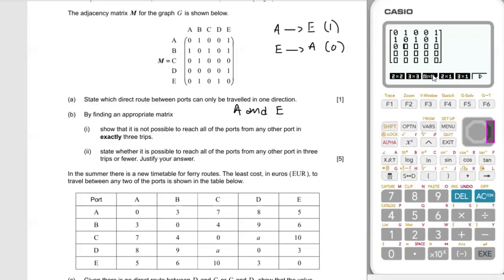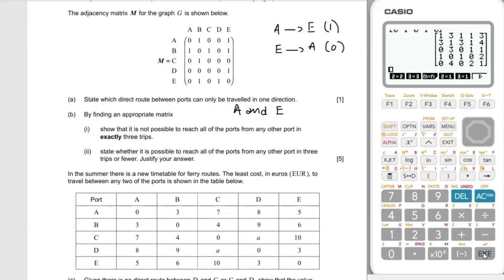And this will be a 0, 1, 0, 0, 0. And this is a 0, 0, 0, 0, 1. And a 0, 1, a 0, 1, and a 0. Okay. Let's raise it to power 3 since they are saying exactly 3.